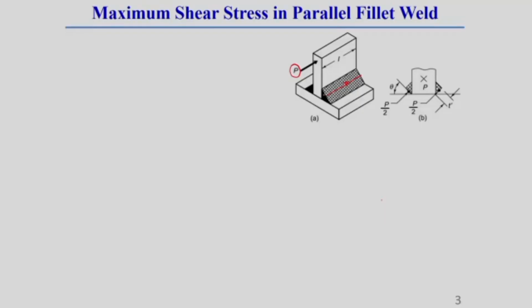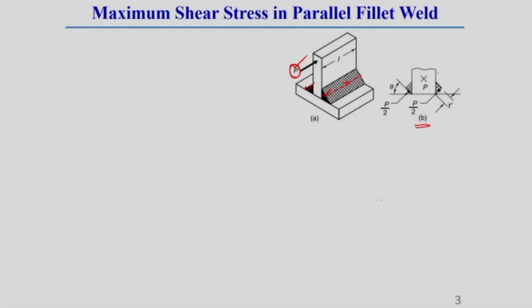Let us consider a double fillet weld. This is one fillet weld, this is another fillet weld, on both sides of a T joint. It is subjected to a load P which is parallel to the weld length direction, which I am showing here. Now, we have to find out at which angle of the weld the maximum shear stress is acting. For finding this, first of all let us consider a free body diagram of this weld and force system. This free body diagram I am showing in figure B.